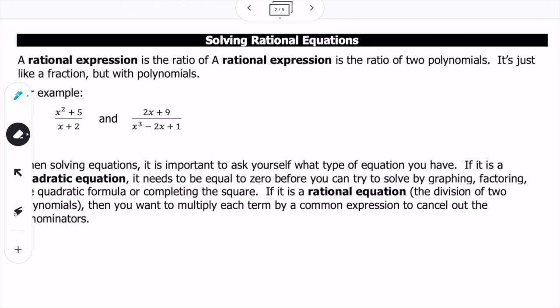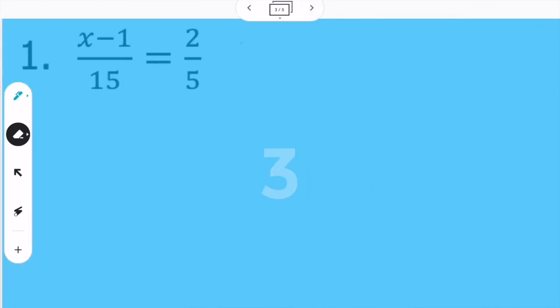Just as a reminder, if we're dealing with a quadratic equation, we can use all of our strategies from Unit 4, like graphing, factoring, using the quadratic formula, or completing the square. We have a lot of strategies for those quadratic equations, so we're going to try to apply them when we can. Let's look at the first example together.